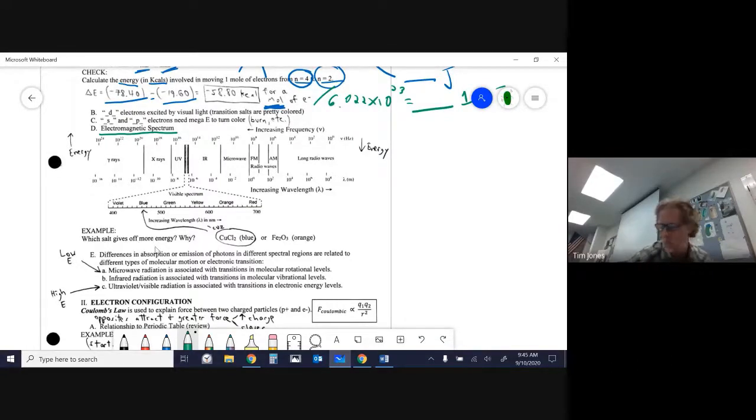All right, let's take a look at this problem. Which salt gives off more energy? Well, it says that this is blue, and this is orange. And just to be confusing, I'm using green. So you look on the chart. Blue is here. Orange is here. High energy is on the left. Energy increases this way. So blue is higher energy right here. So that's why the CuCl2 is the higher energy situation.